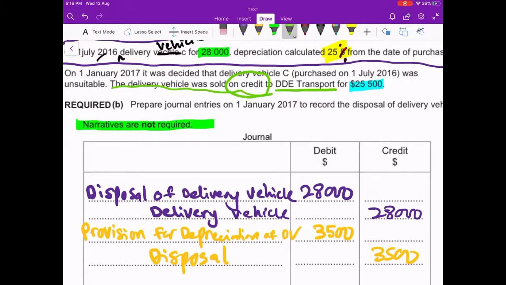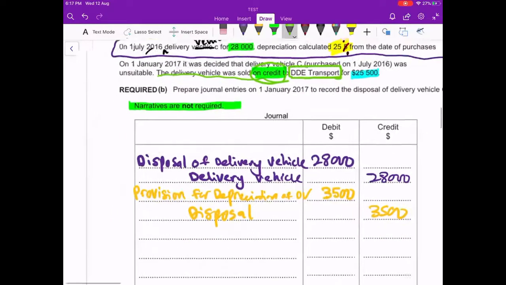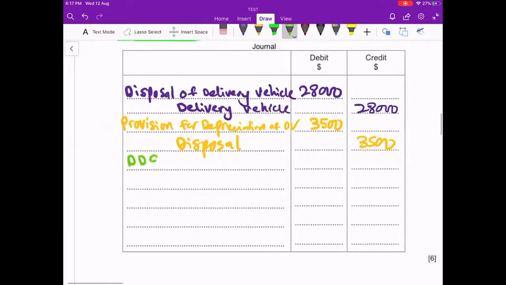If you receive the money, you write bank. If you haven't received the money, you write the guy's name, the guy who will pay later. So we need to know the guy's name. The guy's name will replace the bank. In the previous question, I said I received money, so that's why I wrote bank. But this question, they say on credit. If it is on credit, you cannot write bank. You need to write DDE Transport. So I will debit the guy's name, DDE Transport.